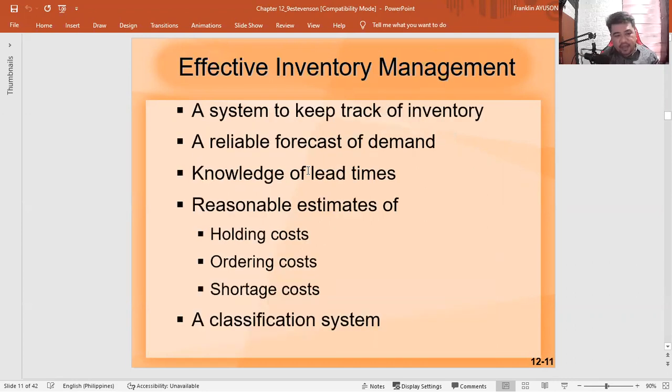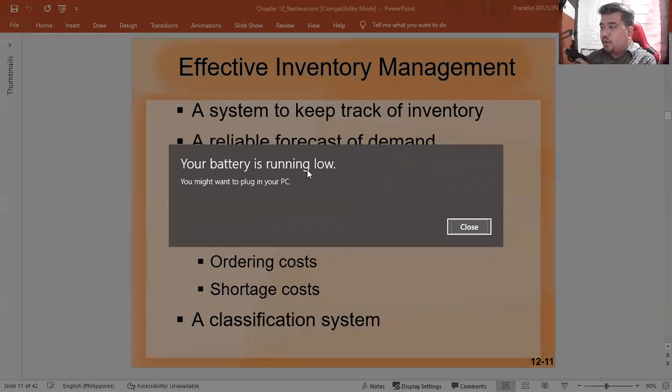Now, an effective inventory management system is a system that keeps track of our inventory for the advantage of the organization. The inventory management creates a reliable forecast for demand. So demand equals inventory. The effective inventory management also allows us knowledge of lead time. Later on, we'll talk more about lead time. Initially, lead time is the part wherein the organization would create a reorder point.